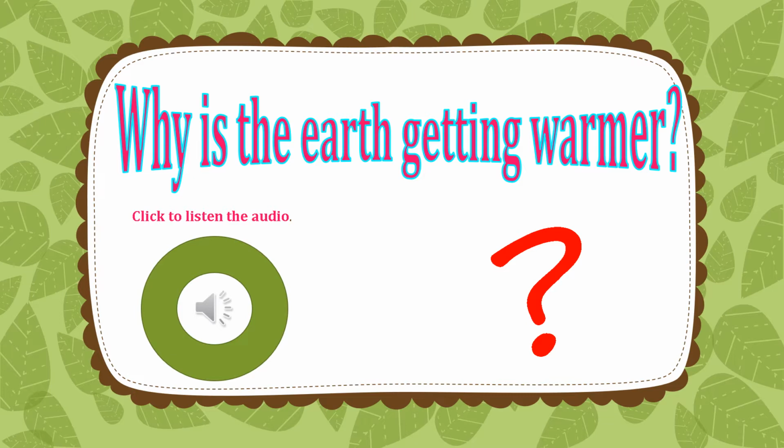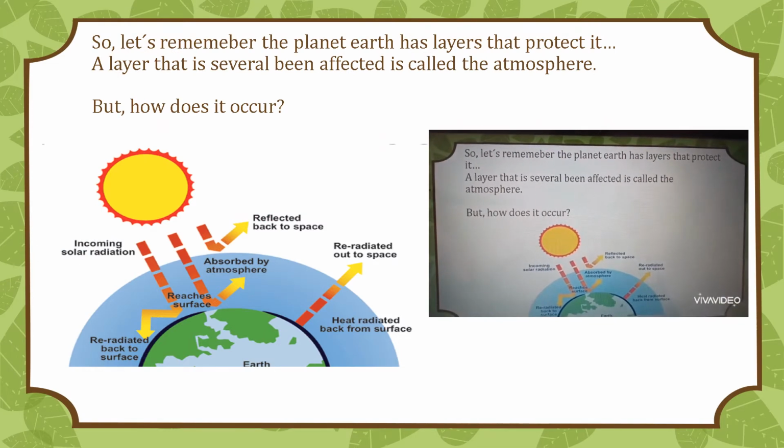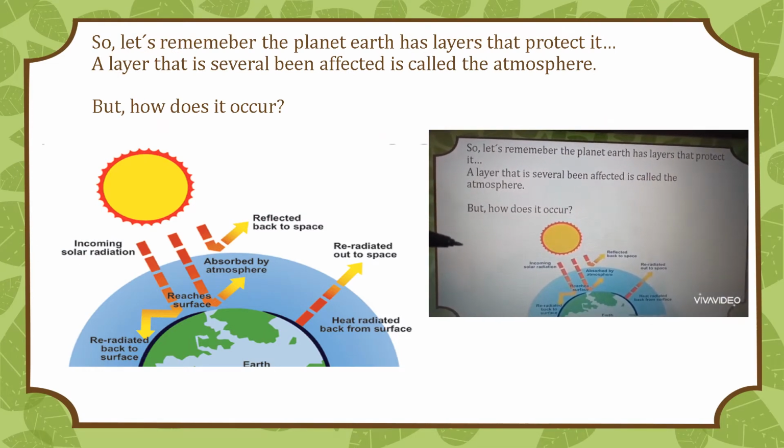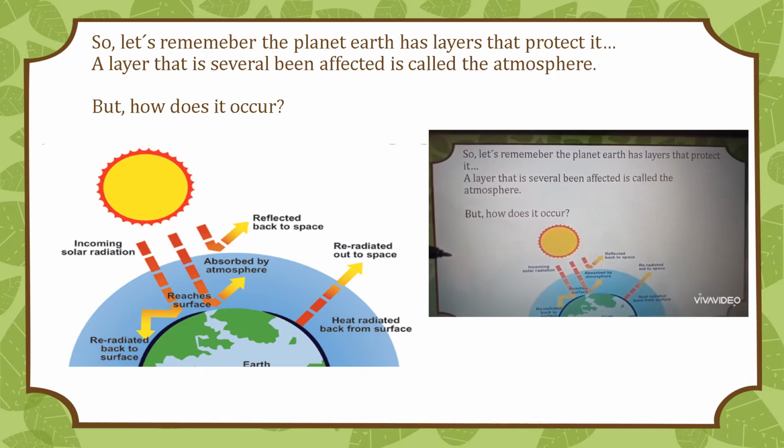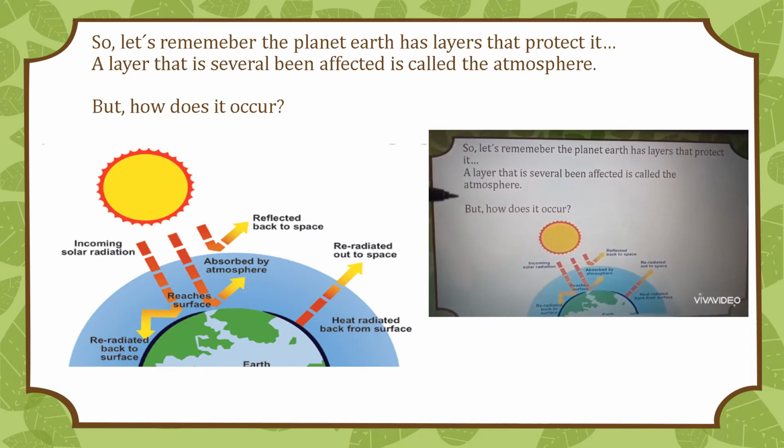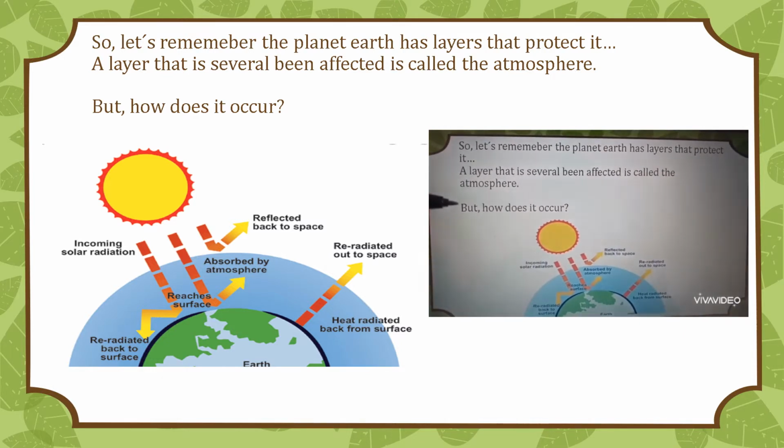But why is the Earth getting warmer? To understand this, it is necessary to know about the greenhouse effect as well as the greenhouse gases, the concepts and how we can compare them. So let's remember the planet Earth has layers that protect it, as we saw and learned in classes before. A layer that is severely affected is called the atmosphere.